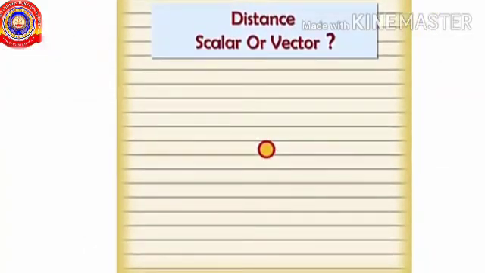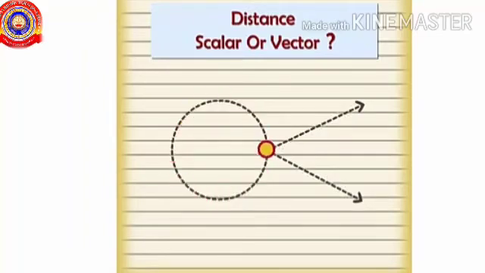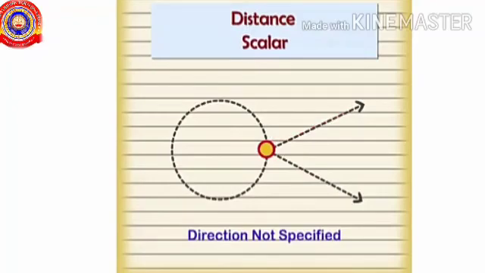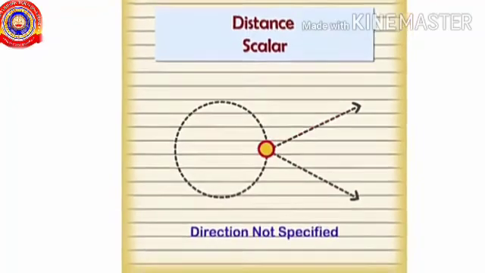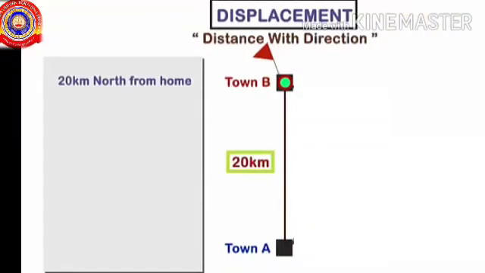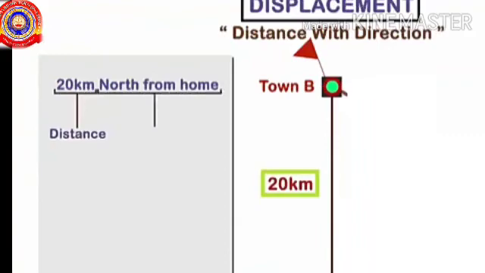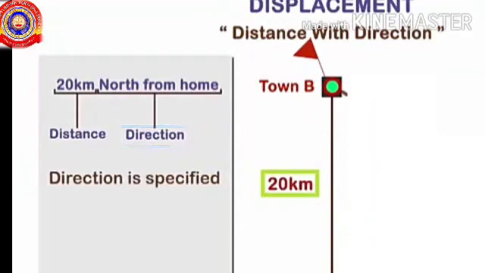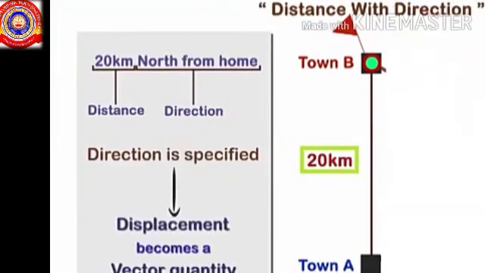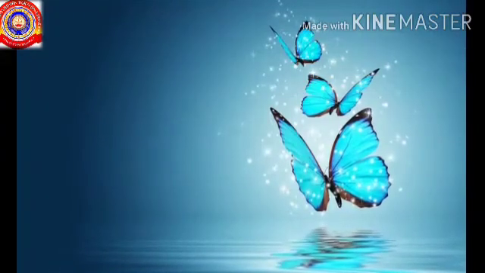If you say someone travels 20 km from this point, we can't say the exact path. Maybe here, and maybe just around the circle. As direction is not specified, it is a scalar quantity. That is, distance is a scalar quantity. Coming to displacement, we know direction with distance is displacement. Here, 20 km is the distance, and along with it we specify north, that is direction. As direction is specified, displacement becomes a vector quantity.